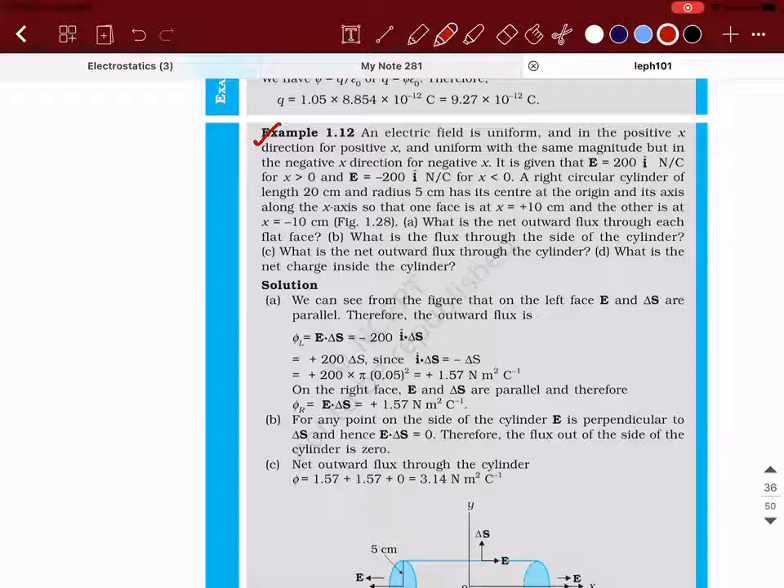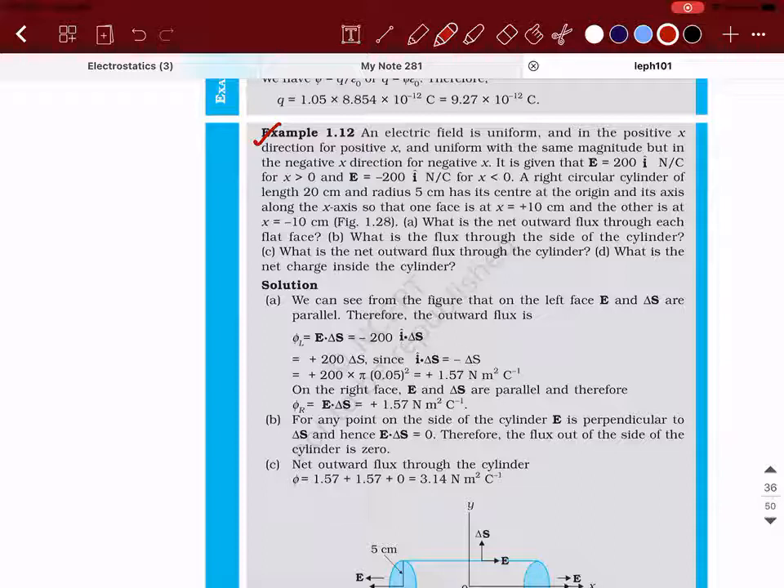Though they use the words negative x direction for negative x, what is the meaning? In the second and third quadrant, it is in the negative direction. Is that clear? Okay. And what is the magnitude of it? The electric field given is 200 i cap newton per coulomb for x greater than 0, and E is equal to minus 200 i cap newton per coulomb for x less than 0. Is the question clear till this point? Are you able to visualize it?